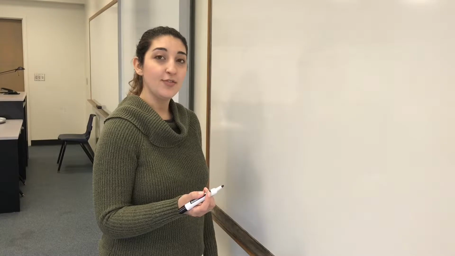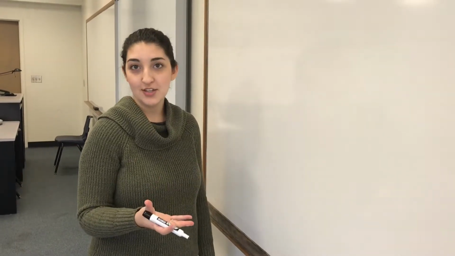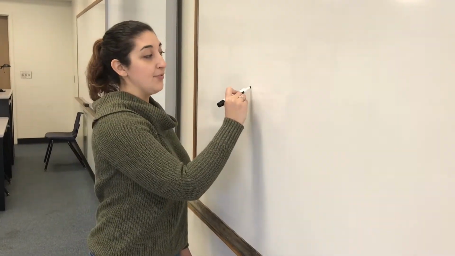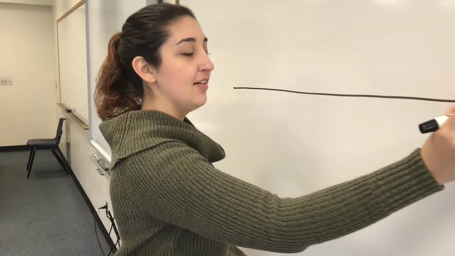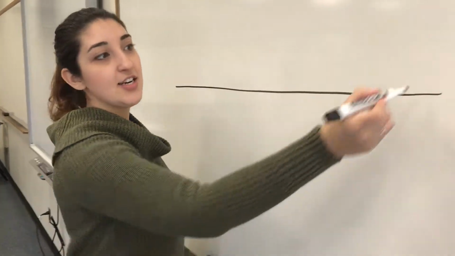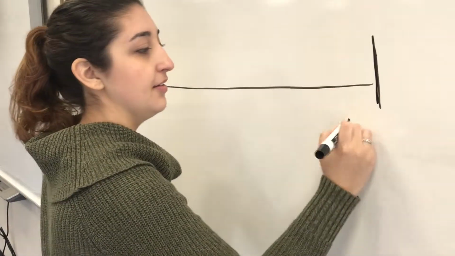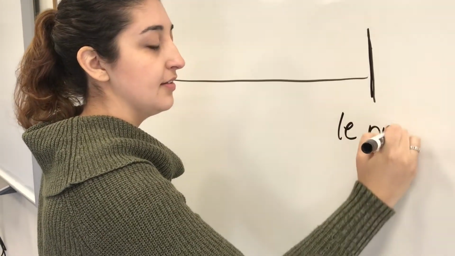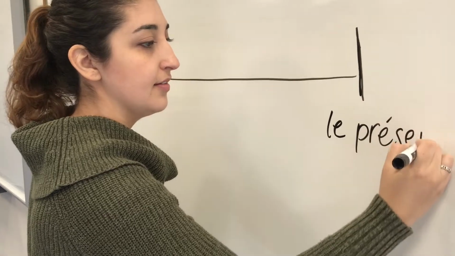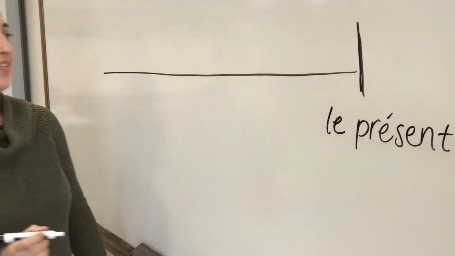So within our narrative, we have a timeline of the events in our story. This line represents the timeline of our events, and here is our present tense. Okay? So our two past tenses, as we learned before, are the passé composé and the imparfait.